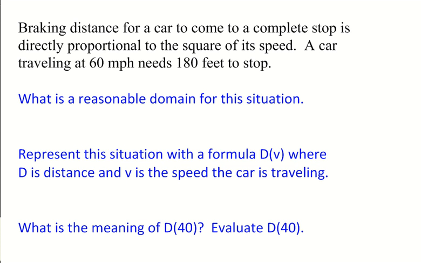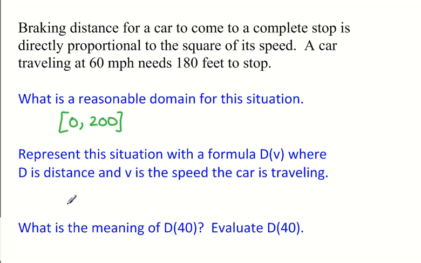All right, so let's talk about a reasonable domain for this function. This is about an actual car. We know that cars at their slowest could go 0 miles an hour, so that would be our minimum. And while I suppose we could go up to infinity, I think there's a limit to how fast a car could go. Maybe we put 200. I mean, that seems unreasonable, but there's our reasonable domain.